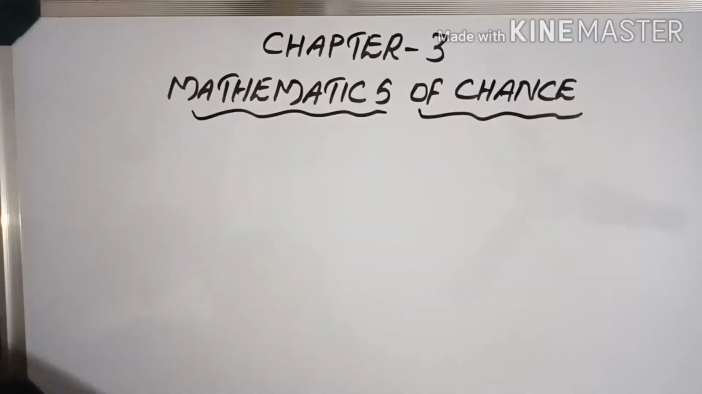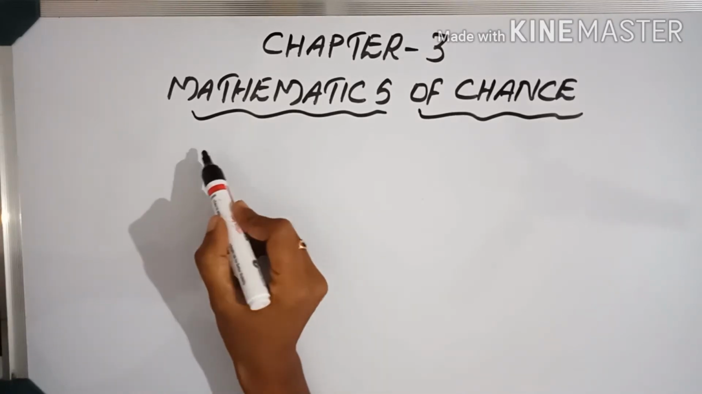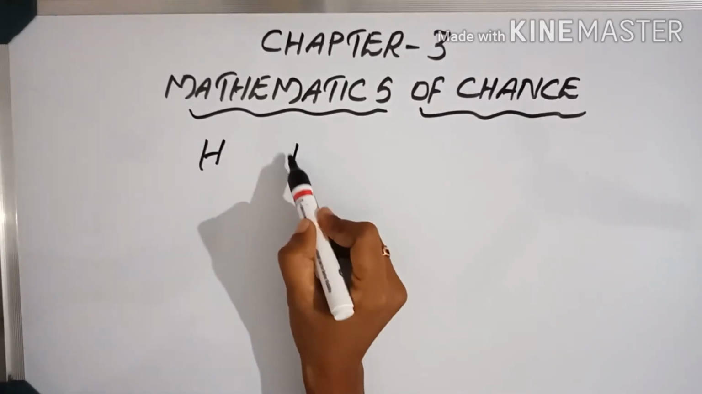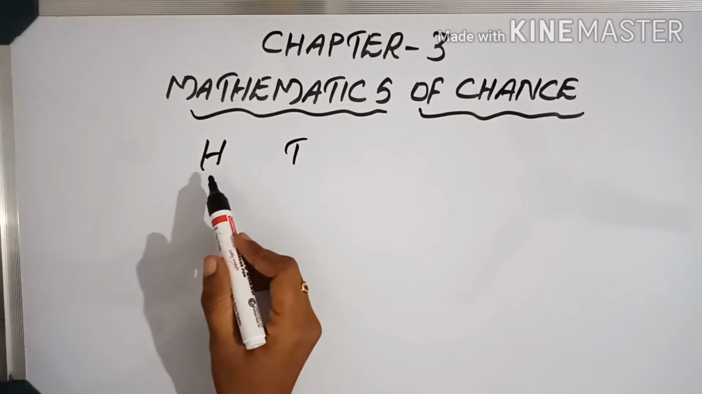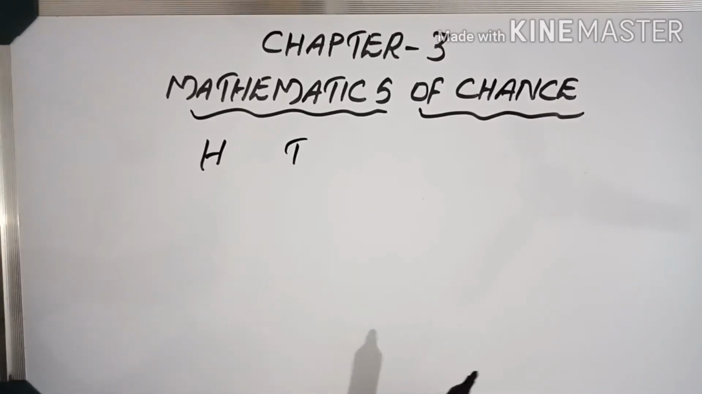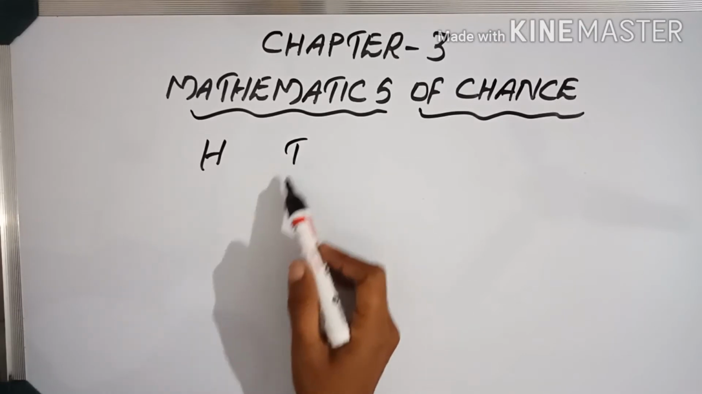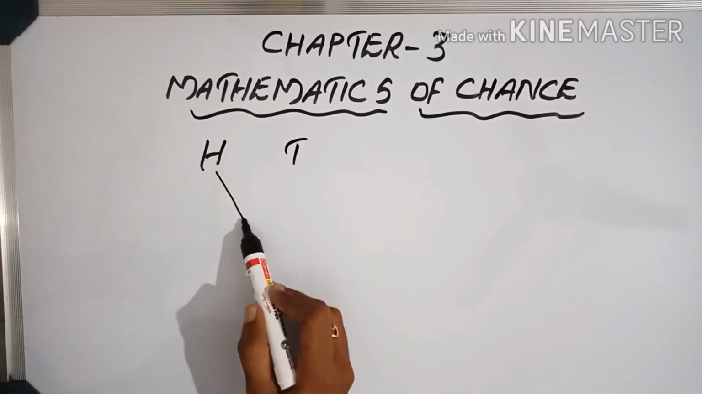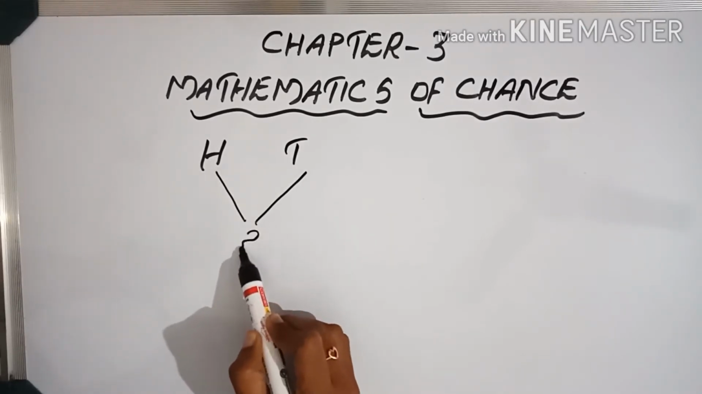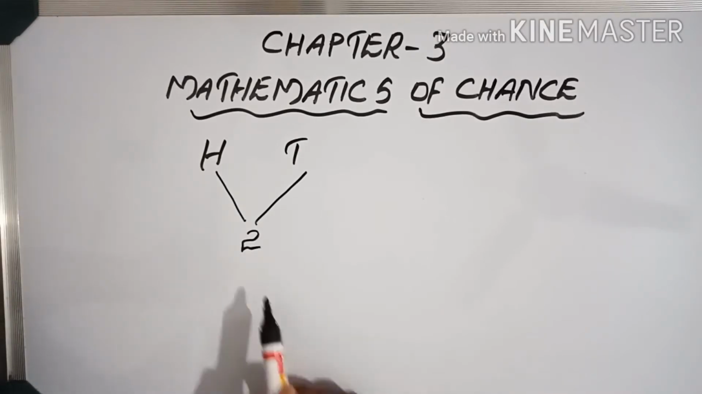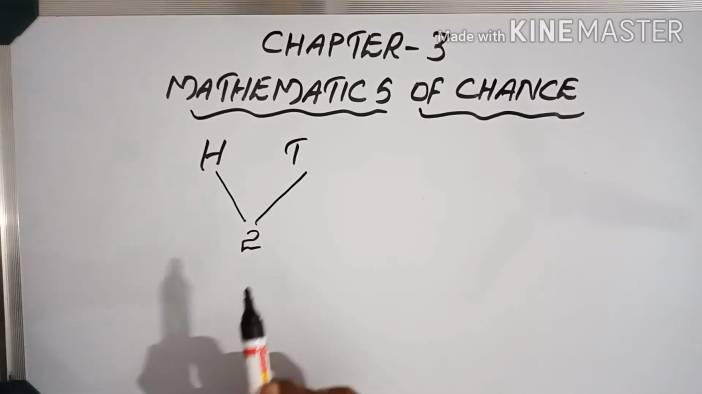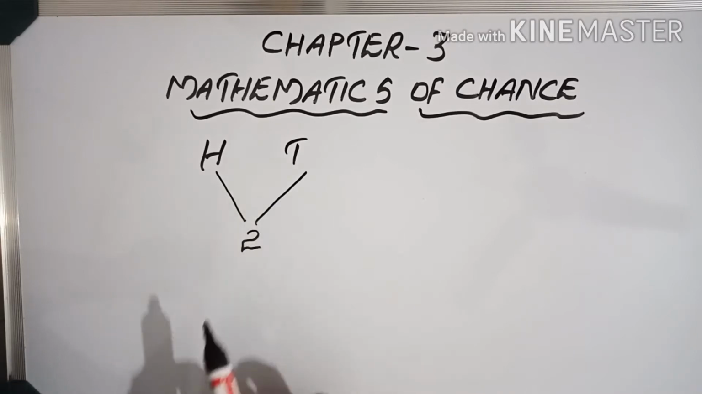For example, we are tossing a coin. As we know, two parts are there, head part and tail part. Now, either we will get one head or we'll get one tail. Anyway, the total is two chances for a coin, either head or tail.